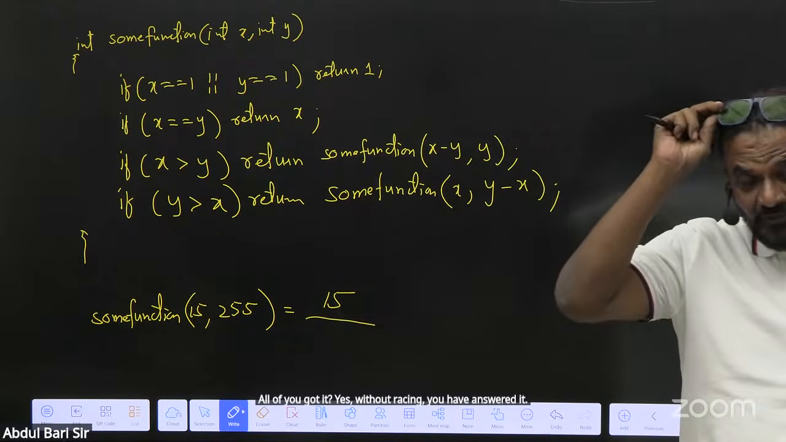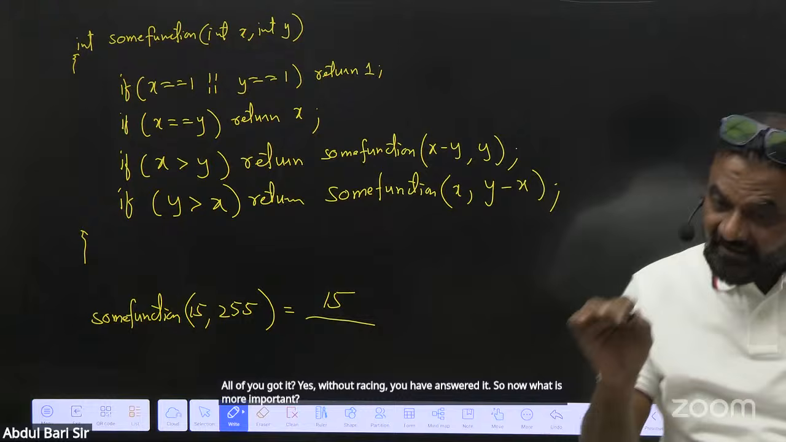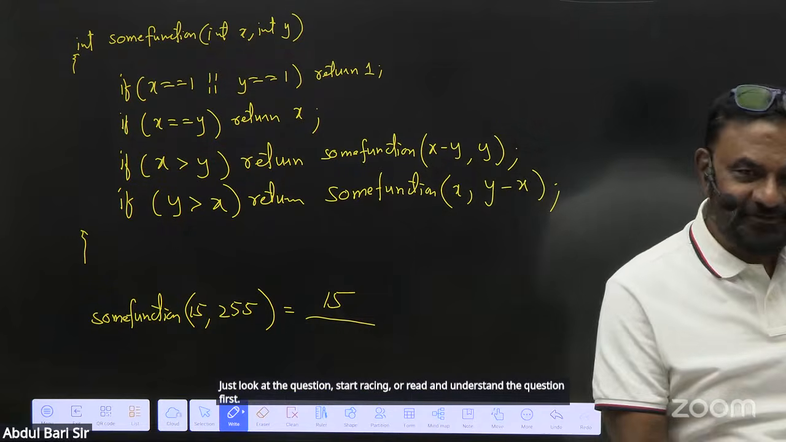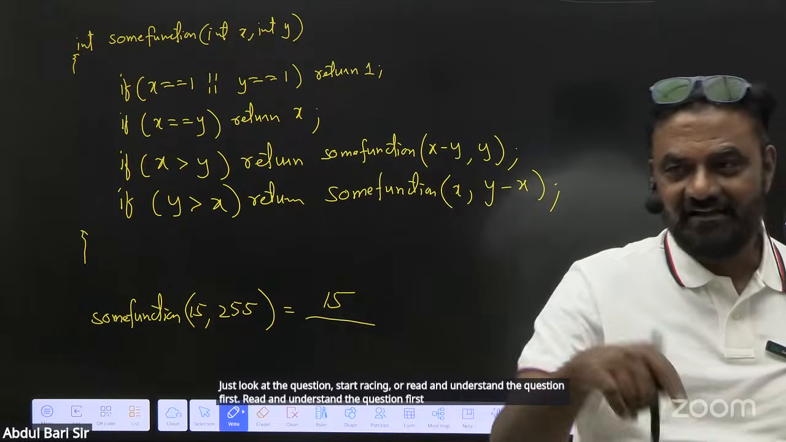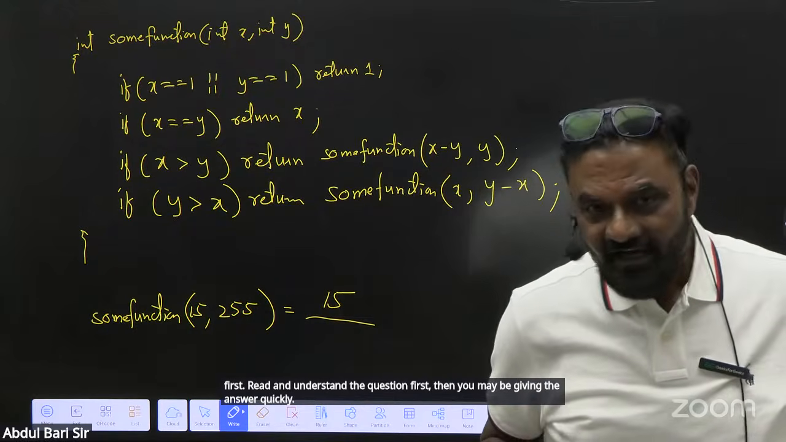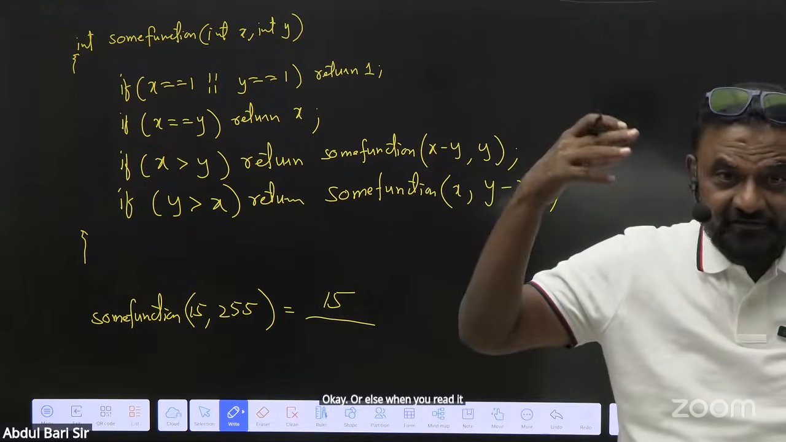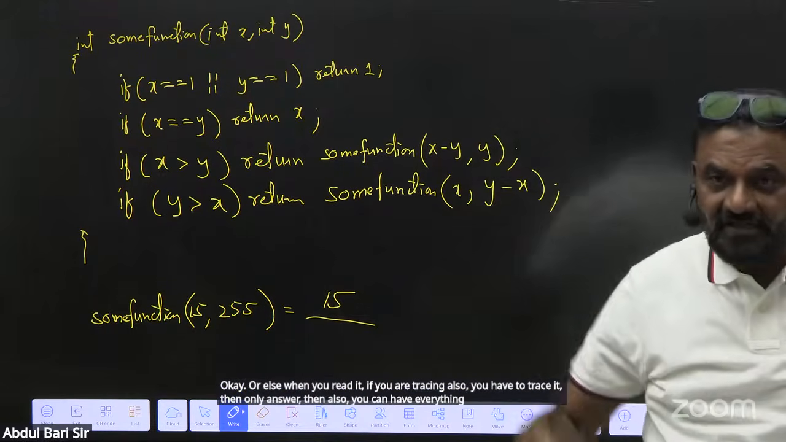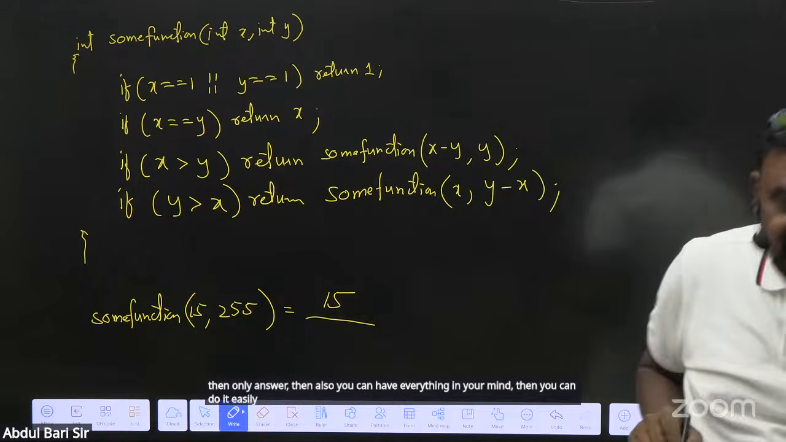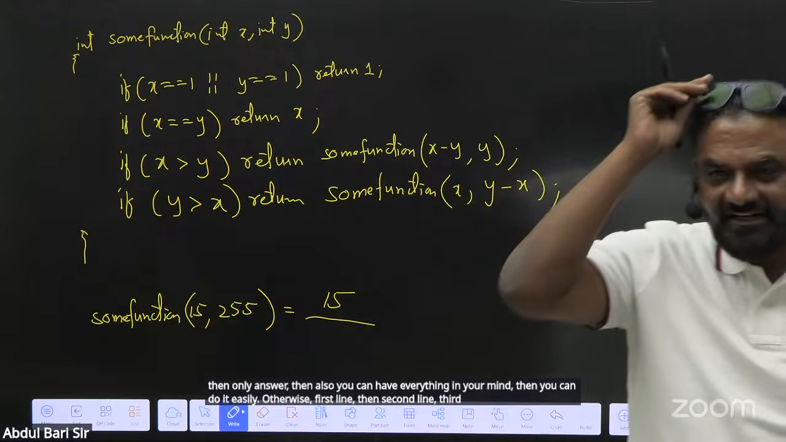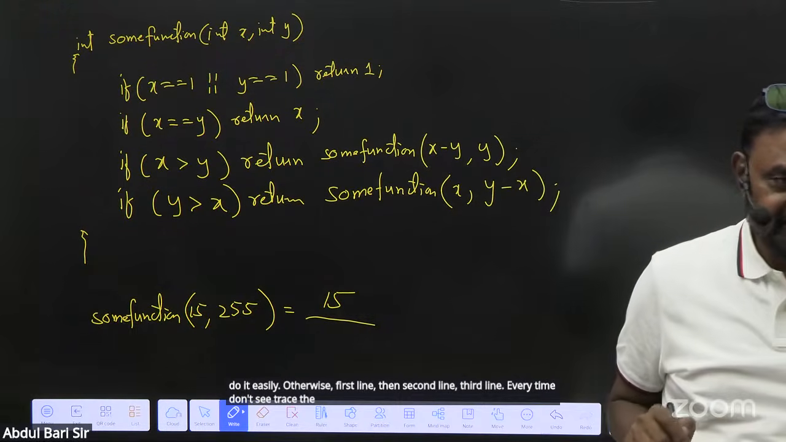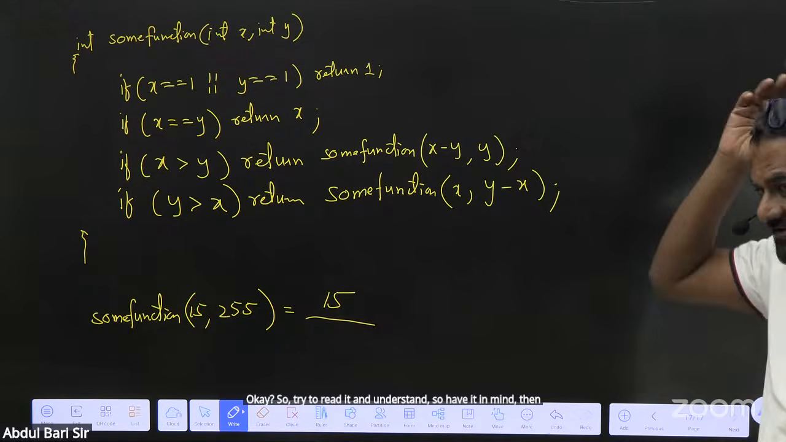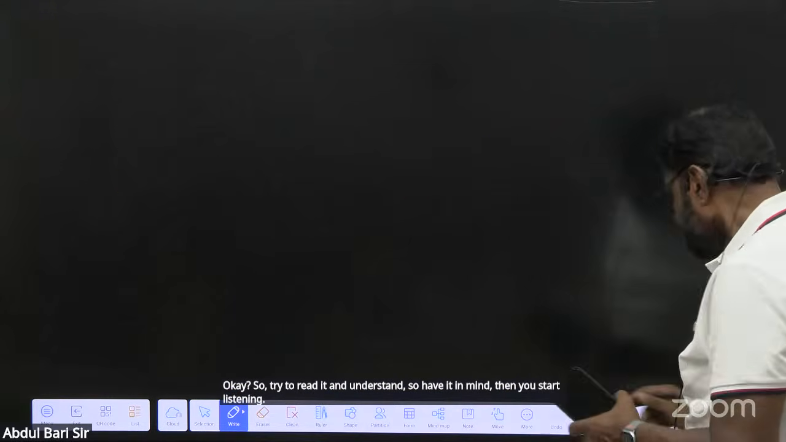So now what is more important? Just look at the question and start tracing, or read and understand the question first? Read and understand the question first, then you can give the answer quickly. Even when you have to trace, if you read it first, you can have everything in your mind, then you can do it easily. Otherwise, first line, then second line, third line, every time don't trace line by line. So try to read it and understand. Have it in mind, then you start tracing. So this is over.